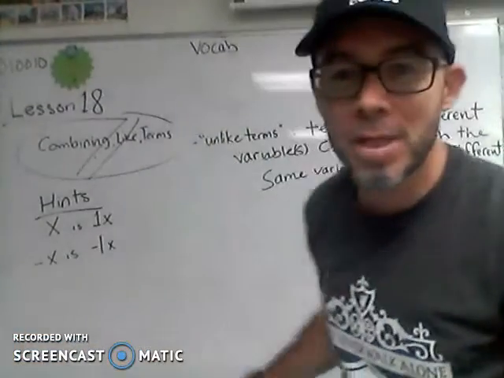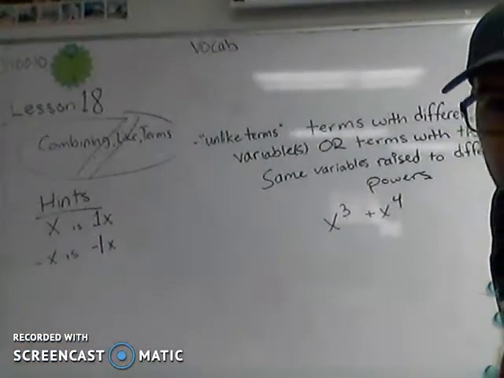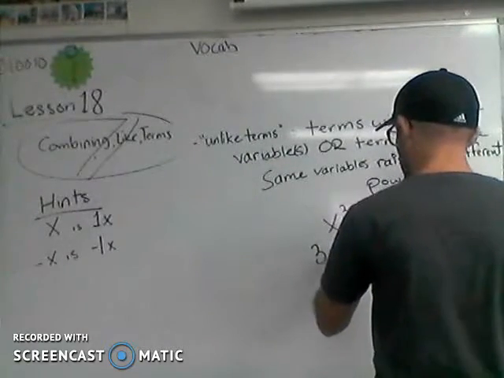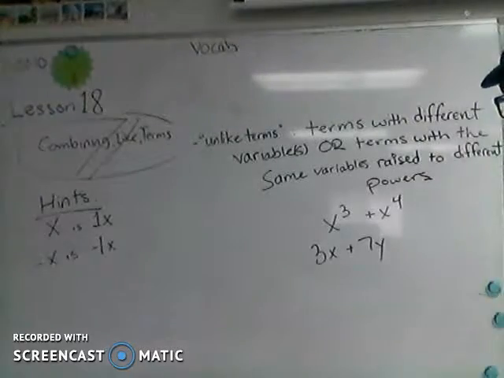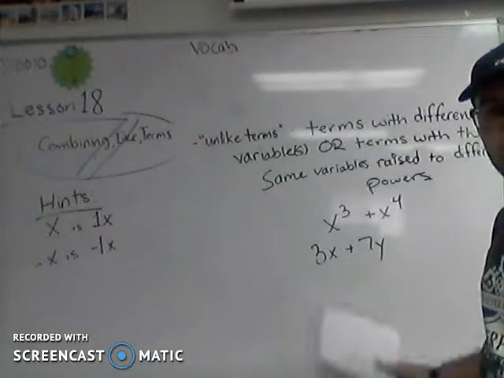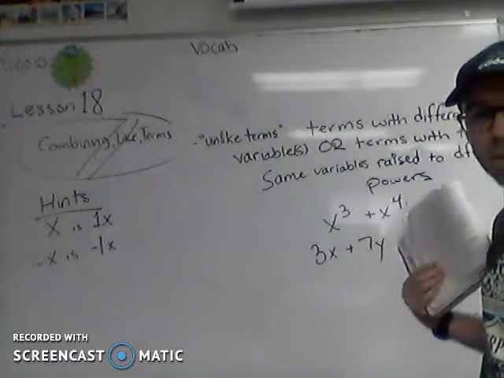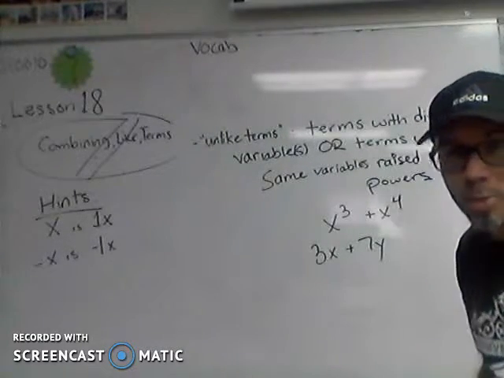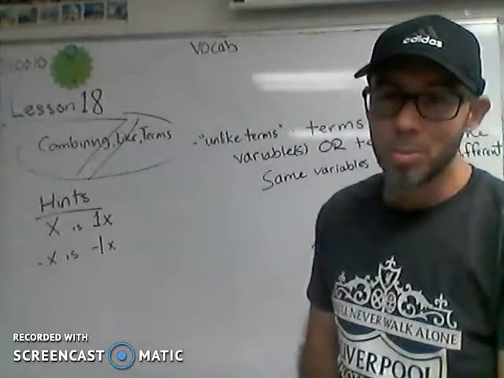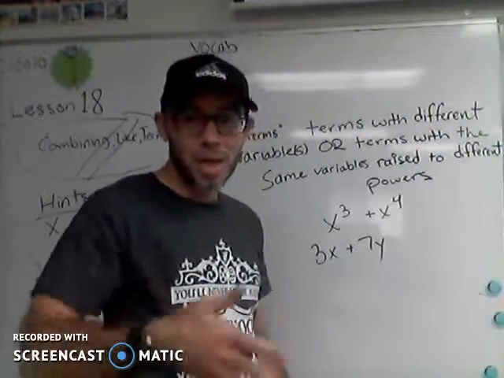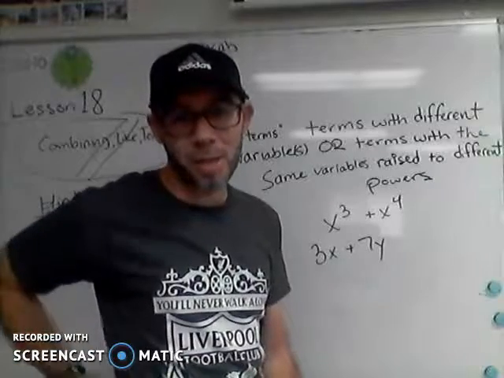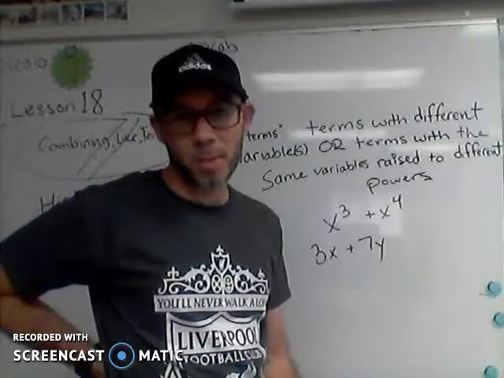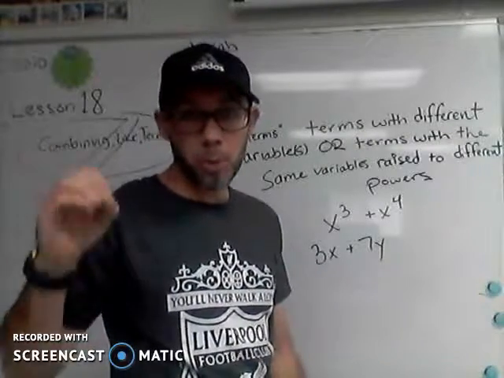Can you think of an example of something that just has different variables? That's easier to pick out. You have 3x plus 7y. X and y are the variables. They're different from each other. I can't put these two terms together. I can't make this 10xy. That would be totally cheating. It wouldn't make any sense, especially if you think of x being 2 and y being 7. That 10 times x times y would make no sense.